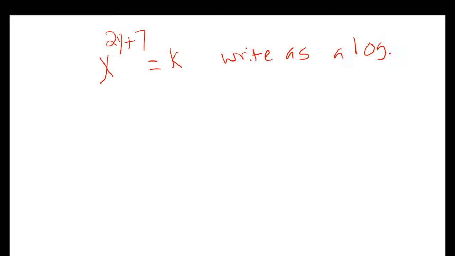I'm going to give you x to the 2y plus 7 equals k. Let's write this as a log. Log base 6, 3x minus 7 equals 2y. Write this as an exponential.